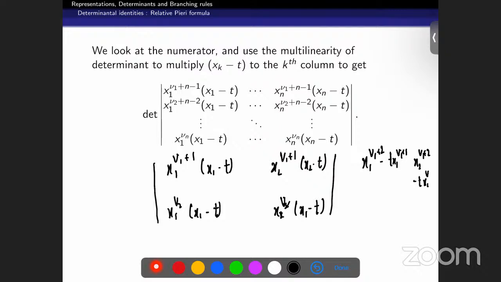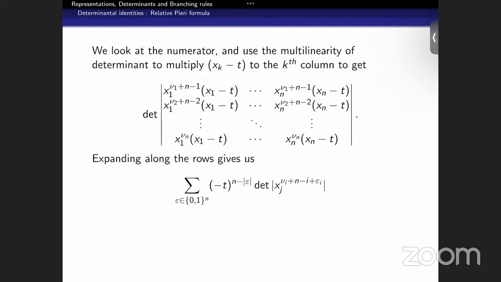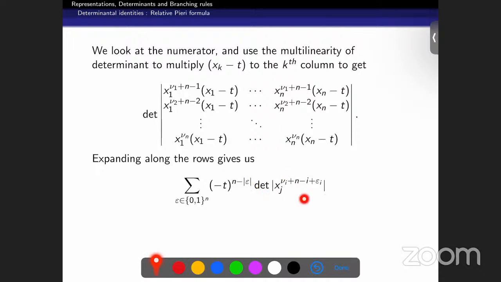X2 power mu1 plus 1, right? So what we can do is look at the terms which are not having the t's in one row, and look at the terms which are having the t in the row, and we can expand along that. That is to say, we'll separate out the terms which are having the t, and expand the determinant like that. We'll be getting 2 power n distinct terms coming with this. And that would give me an expansion like this.